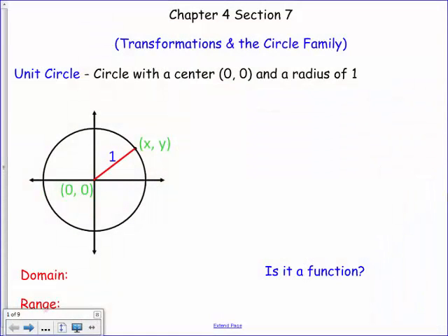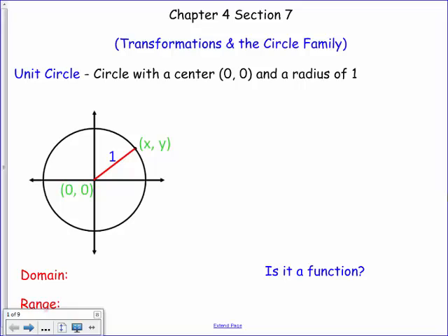So I got good news and bad news. The good news is there are no more transformations to look at. We've done them all, right? Our translations, our reflections, our stretches and shrinks. The bad news is we got one more family, our circle family. But you should be somewhat familiar with this from geometry.